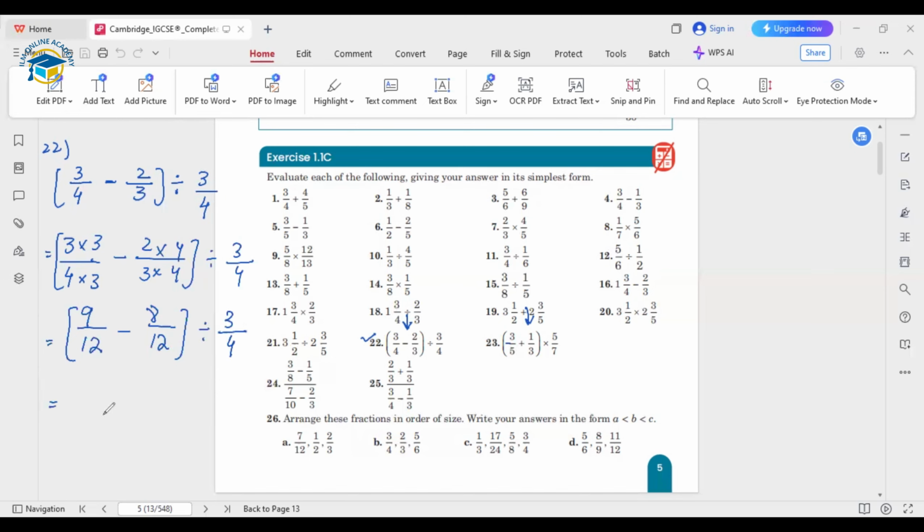So now we can make the subtraction possible, 9 negative 8. And in the denominator, you just write down 12, dividing by 3 by 4. So 9 negative 8 is 1 by 12 dividing by 3 by 4. You can see that I removed the brackets, subtracted, and made it into a single number. Now to simplify this division, you need to change the division sign into multiplication, and this 3 by 4 we are going to write as 4 by 3 by taking the reciprocal of this fraction.